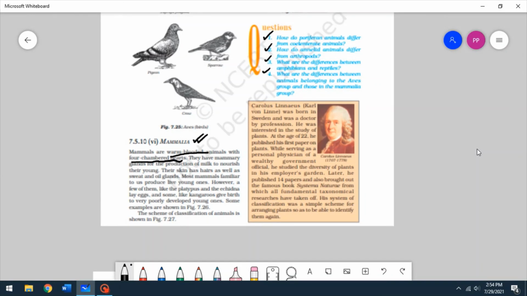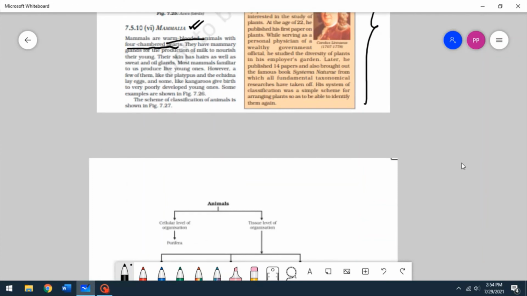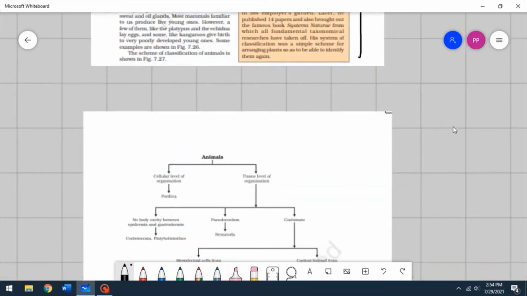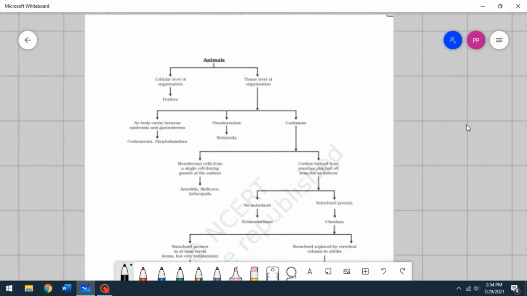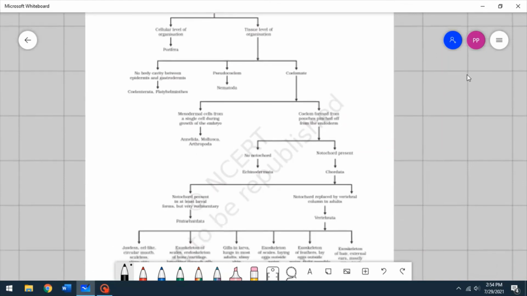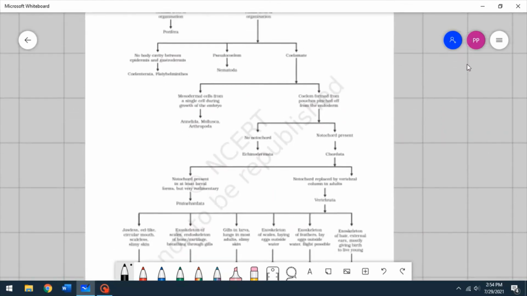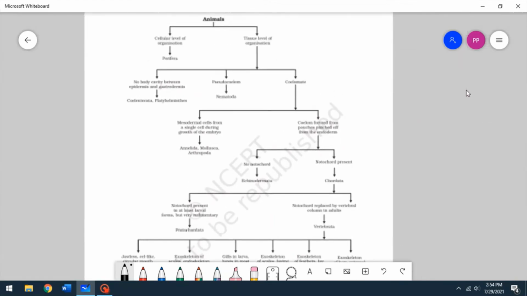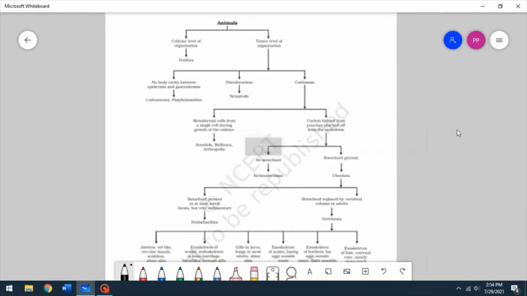And here we have Carolus Linnaeus, who was an important person in the classification of organisms, in that he put forward the nomenclature of organisms that we will talk about very soon. So this is the flowchart for animals. It's pretty large, so I can't cover it in the whole page. I think I can.